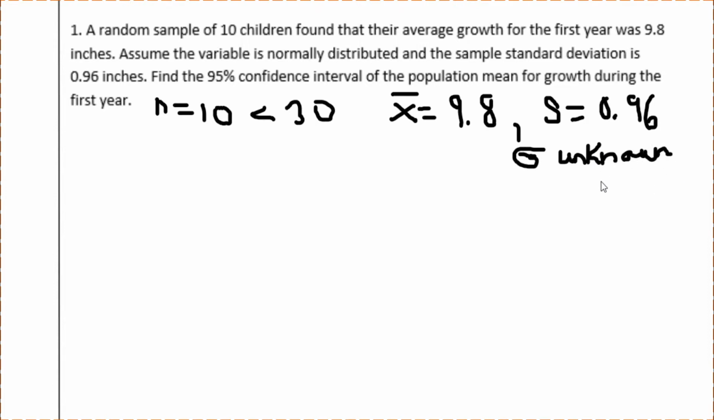So it's unknown in this example. So definitely a t-distribution problem. Find the 95% confidence interval of the population mean for growth. So we need to find out what the t alpha over 2 is.